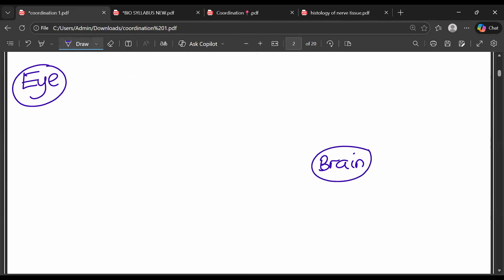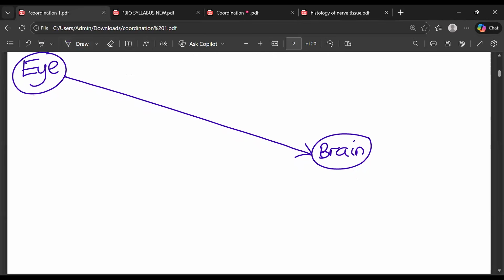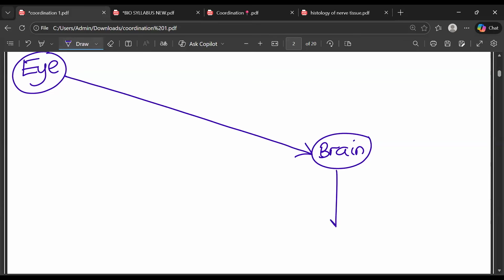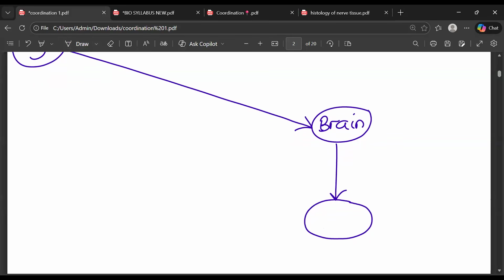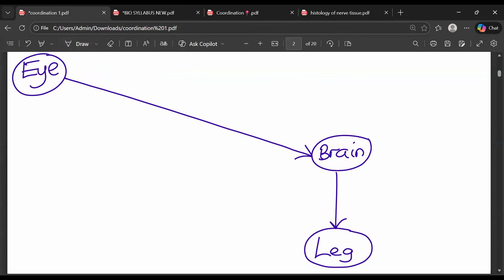So brain is here so that we get all our biology from here. And you all know it is eye to brain. And then from the brain, you all know we shall have the leg. You all know where that is all coming about.